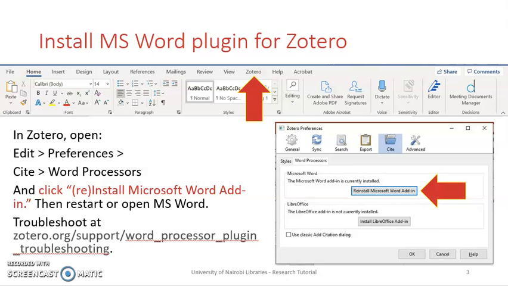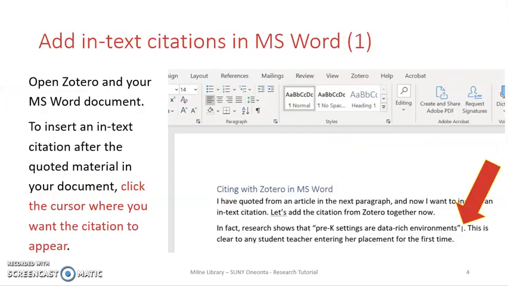If you haven't already done it, open Zotero, click on Edit, Preferences, Cite, and then go to the Word Processors tab, and then click on Install Microsoft Word Add-in. You might have to restart or open Microsoft Word. This can be a little confusing, so if you need to troubleshoot, go to zotero.org/support/word_processor_plugin_troubleshooting. Now that we have our Zotero tab in Microsoft Word, we can get started.